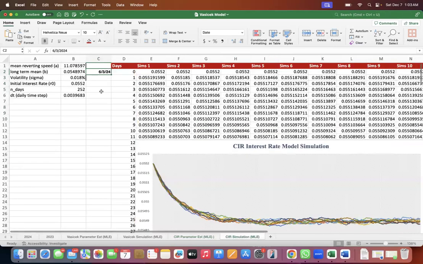So now let's come to simulation. These are the calibrated components that we have obtained using the MLE method.